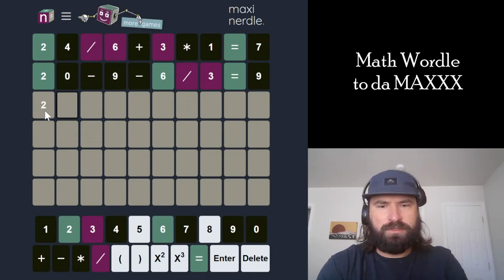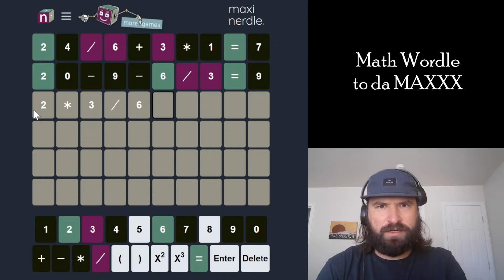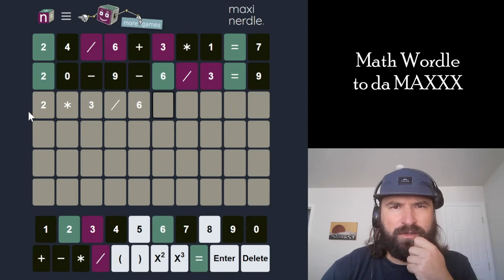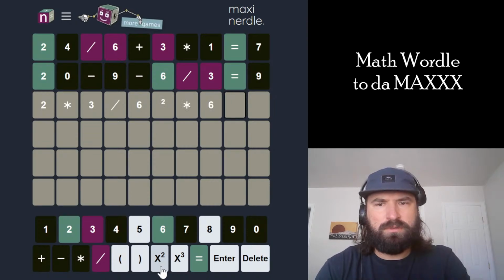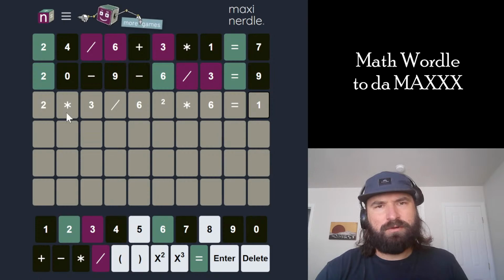So I'm just gonna do 2 times 3 divided by 6 is 1. And then I kind of want to test another division sign if I can, but I don't even know how to do that. I don't have room for it. I'm going to go squared times 6, and this is going to equal 1. I don't know what else to do. Wait, no, I wanted to use 2 division signs. I don't want to use 2 multiplication signs.